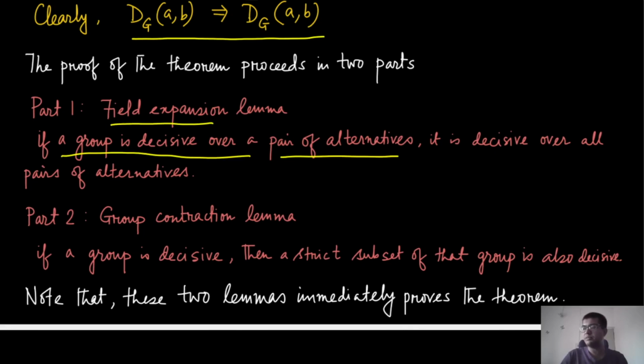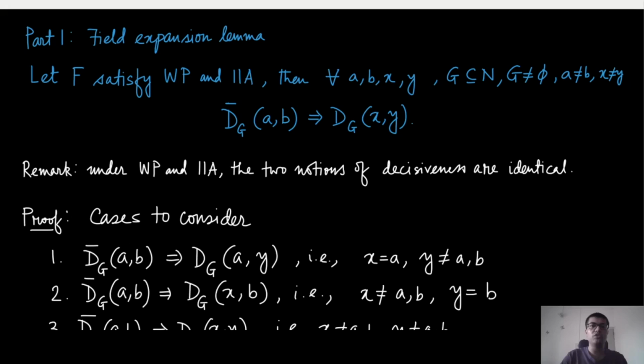In some sense, they are kind of dictating the outcome of the social welfare function. On the other hand, part 2 is essentially a lemma which is called the group contraction lemma. It says that whenever you have a decisive group, let's say G, then you can find a strict subset of that group which is also decisive. Now you can just keep on applying this group contraction lemma multiple times until you get just one element or one player. So the final group will be just consisting of one player whom we will call the dictator. And now you can see that if we can prove these two lemmas, the proof of Arrow's impossibility result will be immediately completed. So let us go over this one by one.